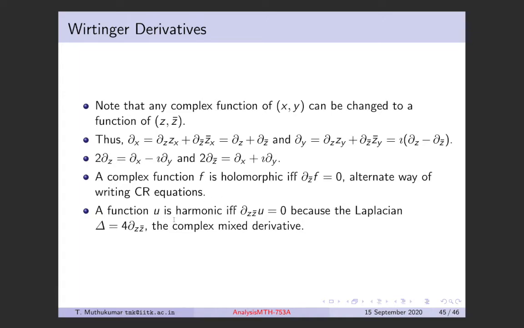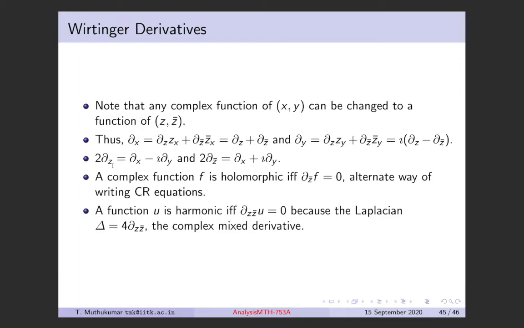And any function is harmonic if and only if this mixed derivative of u is 0. That again you can quickly see, because what is the Laplacian? The Laplacian is del square xx plus del square yy, and that is precisely this. So if you multiply the RHS here and the RHS here, what you get is the Laplace operator.